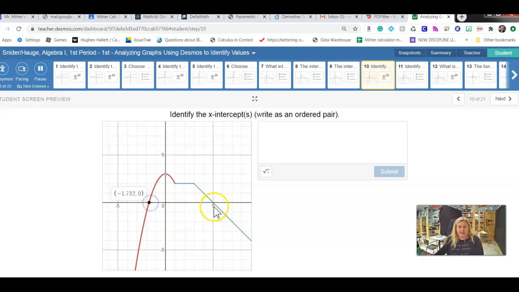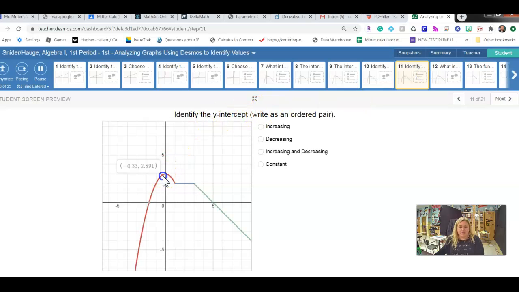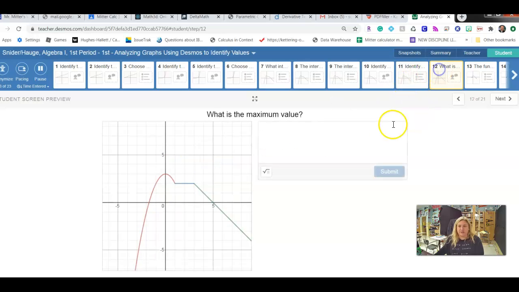Slide 10. Identify the x-intercepts as an ordered pair. So again, we're just clicking where the function crosses the x-axis, and we would write both of those in here as ordered pairs. Negative 1.732, 0, and 5, 0. Slide 11, identify the y-intercept. This one's messed up. So here's the y-intercept, 0, 3. We're just going to skip 11.